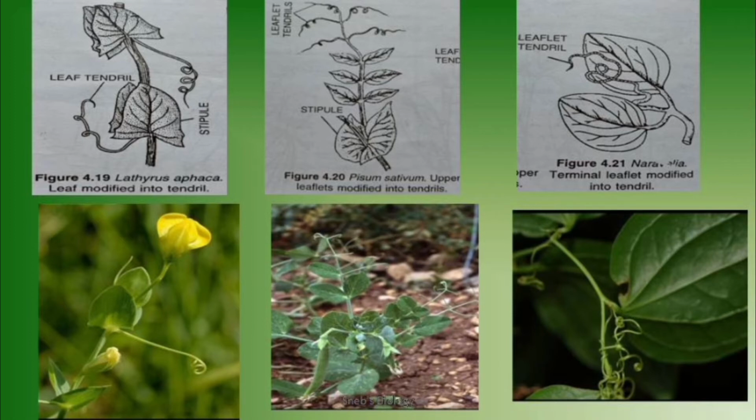Next, sometimes the upper leaflets may get modified into tendrils, so it is called leaflet tendrils, and this is seen in case of pea. In pea, the terminal leaflet becomes modified into a spirally coiled structure, that is tendril, and the function is climbing. It helps the plant to climb, so climbing is an additional function which it is doing. Sometimes the terminal leaflets get modified into tendrils, which is seen in case of Naravelia.